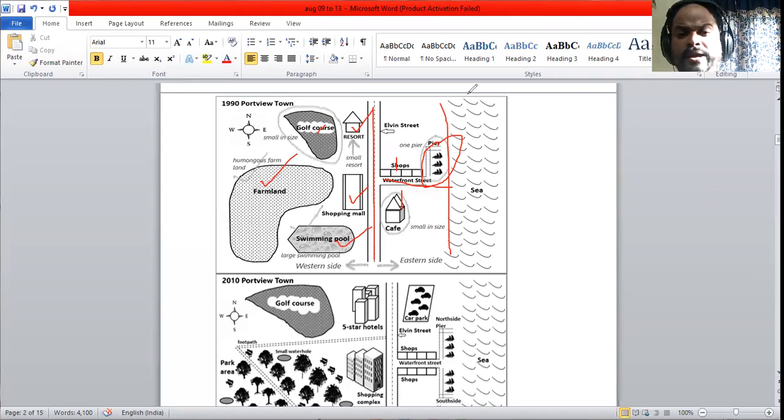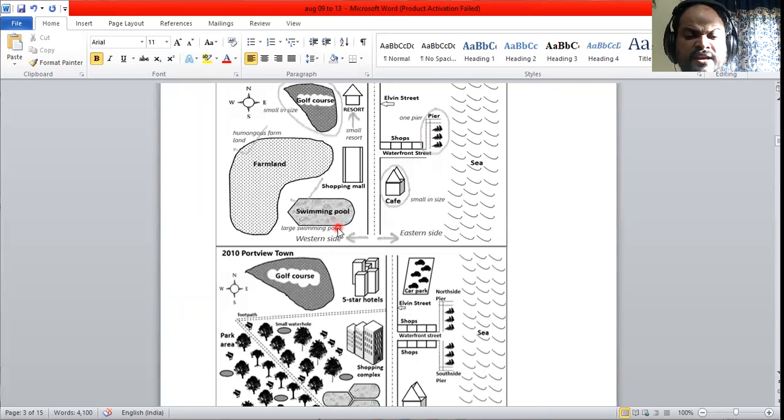Now, when I go ahead with the changes which happened in 2010, the major change towards the east is that the cafe moved further south, and we had additional shops here. We have an added pier here. We had a car park here. These are the developments in the eastern side.